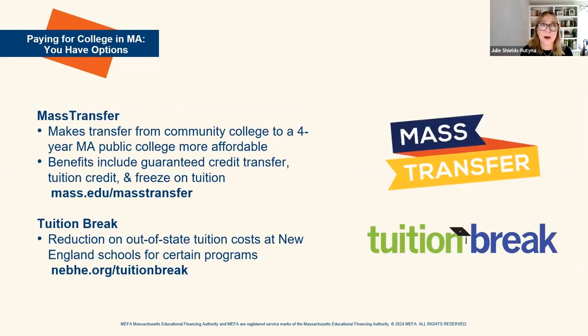And two programs to be aware of are here in Massachusetts. We have a program called MassTransfer, which allows students to begin at a community college and then transfer to a four-year public institution with many financial benefits, such as guaranteed credit transfer, tuition credit, and freezes on tuition. So go to that website, mass.edu/masstransfer, and check out that program, because that can keep college very affordable and maybe, again, have an option on your list that's very affordable.